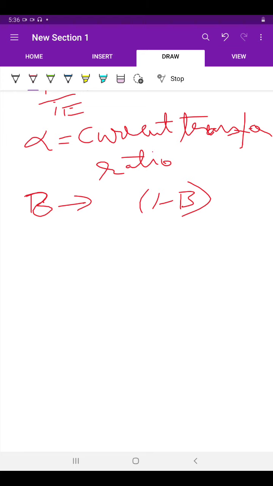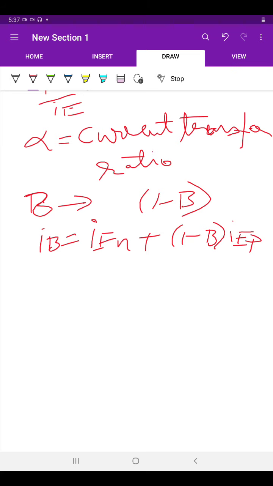Then the base current IB, in this case, is given as IEN, which is the electron component, plus 1 minus b into IEP, that is the hole component. So IB equals IEN plus 1 minus b into IEP. We'll take it as equation 6.